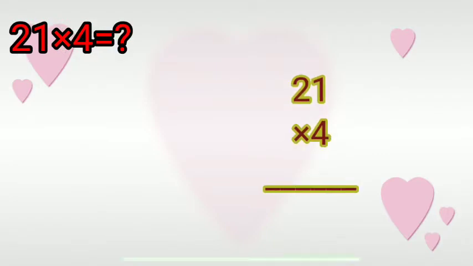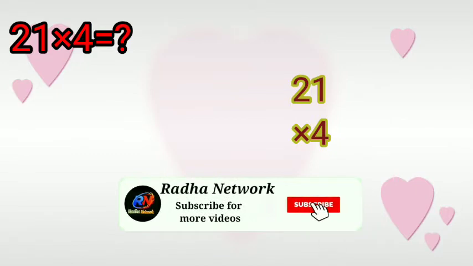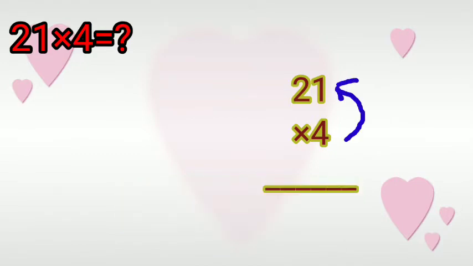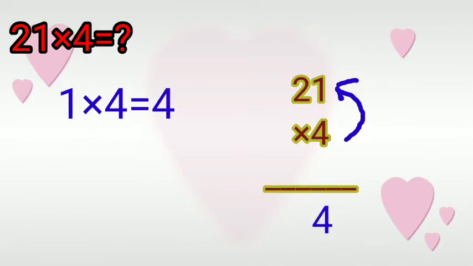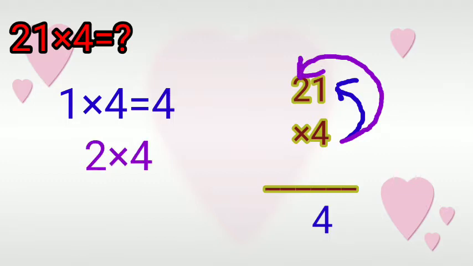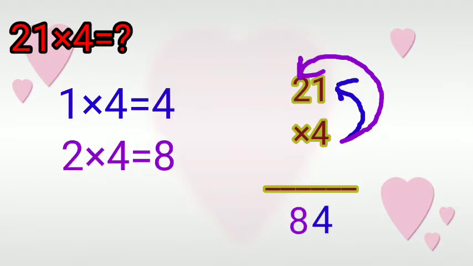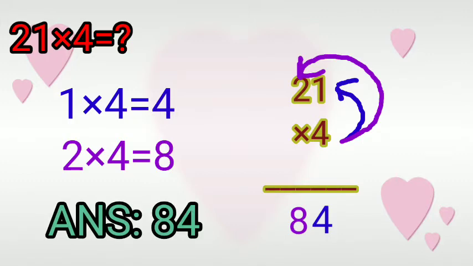21 into 4. 21 multiplied with 4. 21 is the multiplicand, 4 is the multiplier. 4 is multiplied with 1. The answer is 4. Then the 4 is multiplied with 2. The answer is 8. Then the product of the sum is 84.